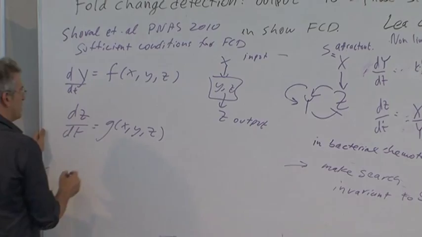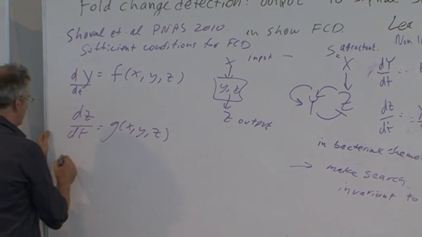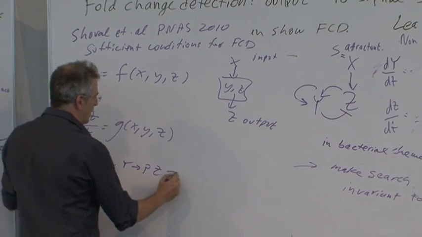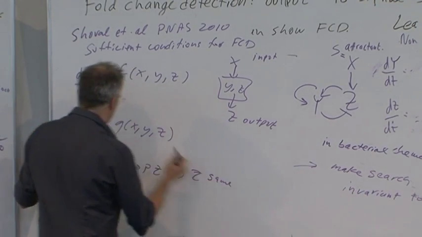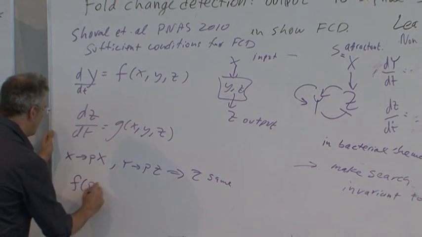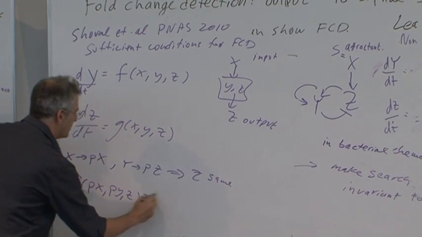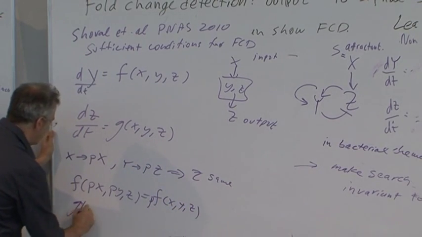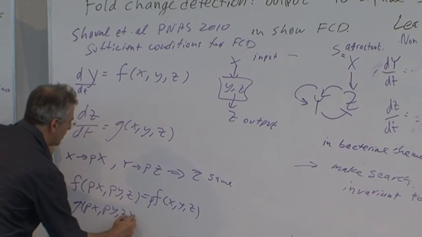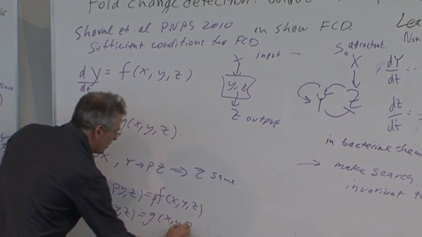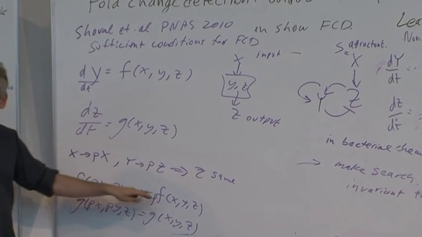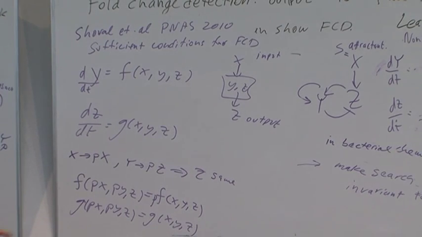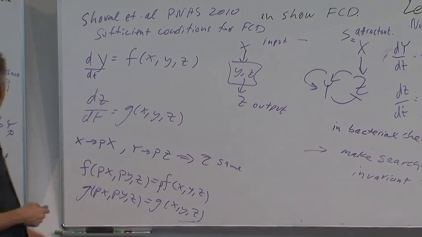So the sufficient conditions are: what I want is that if I multiply the input by p and the memory by p, I want z to be the same. So in order for that to happen, you want f of px, py, and z to be exactly p times f of x, y, and z, and g of px, py, and z to be just g of x, y, and z. That's what I mean by homogeneity. That's like homogeneity of a certain form in mathematics. Now let's just check it, okay?